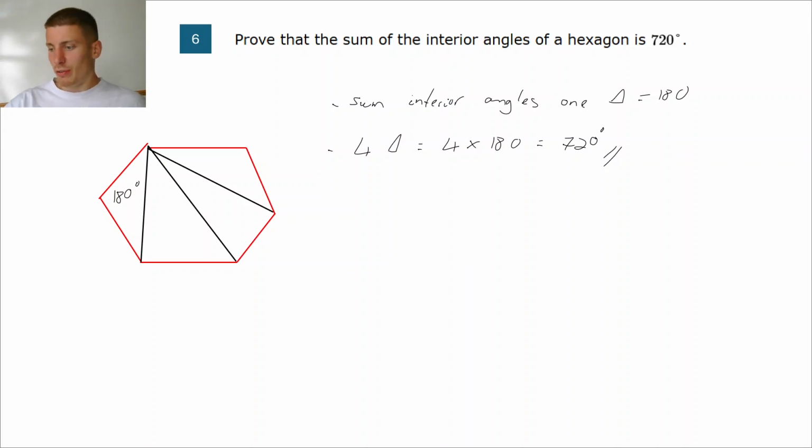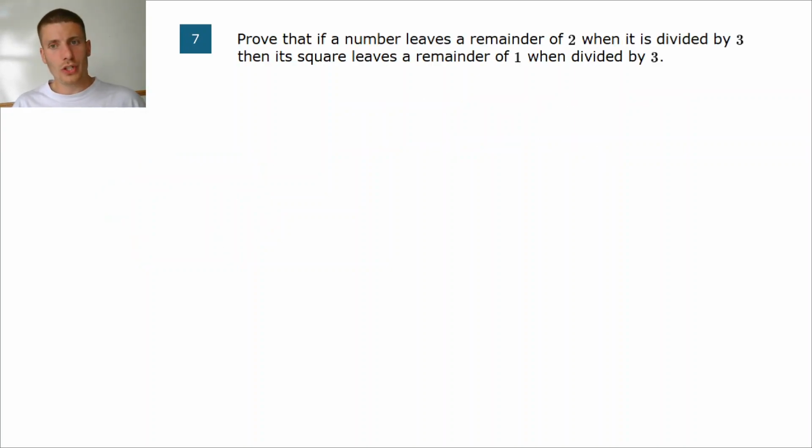Quite nice and straightforward, that one. Question number 7 is saying, prove that if a number leaves a remainder of 2 when it is divided by 3, then its square leaves a remainder of 1 when divided by 3. A lot going on there.